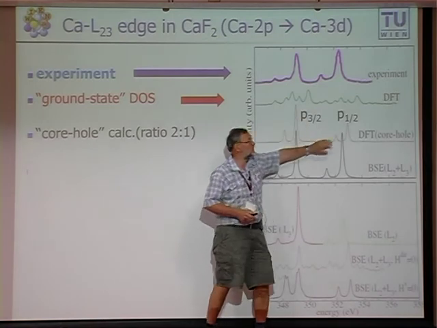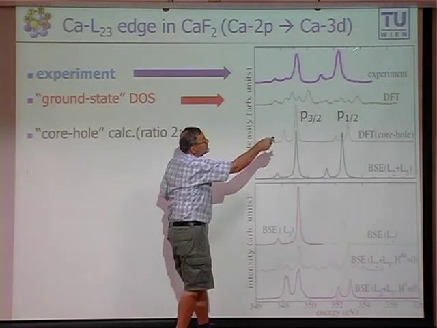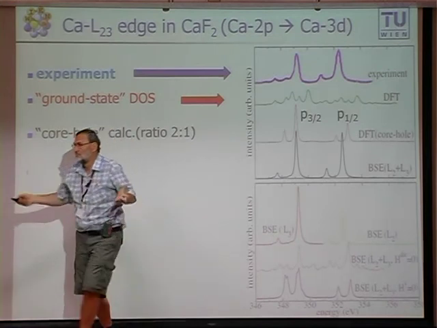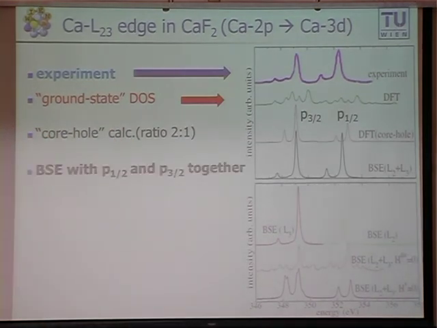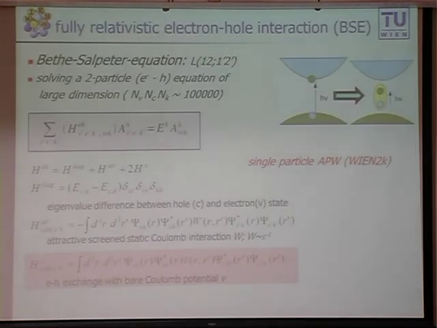since I have 2 core electrons and 1 electron. But the experiment is 1 to 1. There must be some reason. And for this, you need now really the fully relativistic Bethe-Salpeter equation, BSE, to solve this. This equation has a statically screened Coulomb interaction between the electron and the hole, screened with the Q-dependent dielectric constant, but it also has an exchange contribution.